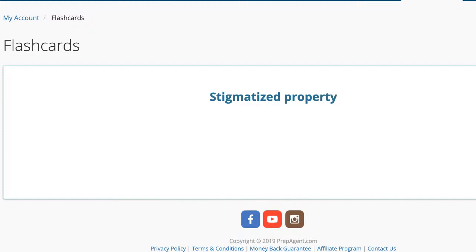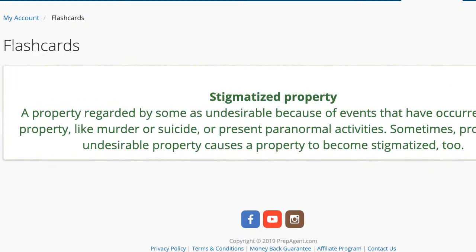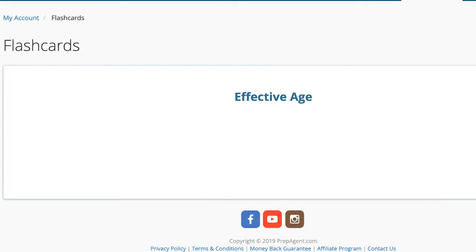Oh, this is a fun one. Who knows what a stigmatized property is? I'll give you a hint. It has to do with ghosts. It's haunted. Okay? Events like murder or suicide or paranormal activities. Was that a good ghost noise? I don't know. Or is it just like a weird howling effect into your computer?